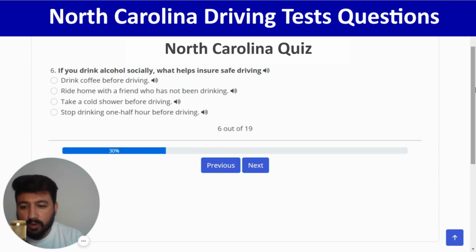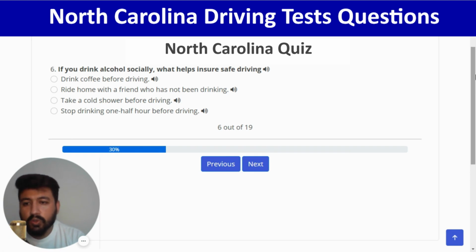The sixth question of quiz number 1 is, if you drink alcohol socially, what helps ensure safe driving? The right answer to this question is, ride home with a friend who has not been drinking. So I'm going to click on the second option. This should be the right one.